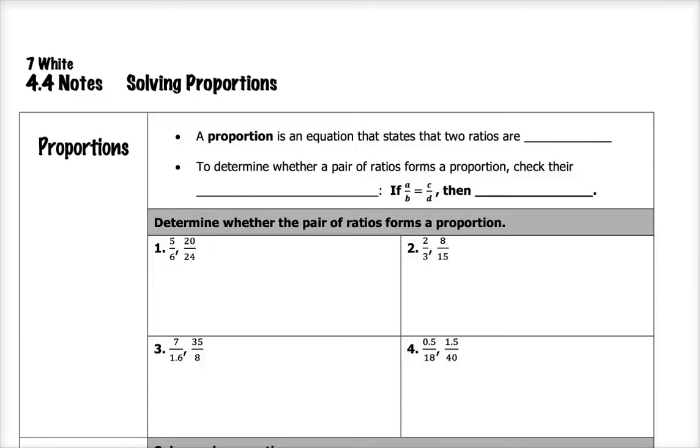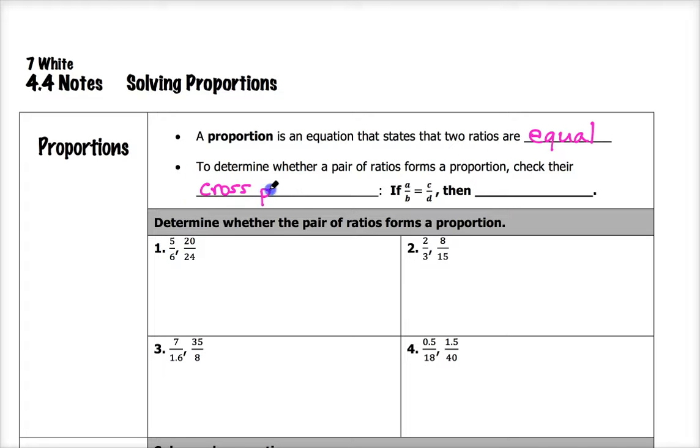Hey guys, in this video we're going to look at how to solve proportions. If you remember from last year, a proportion is an equation that states that two ratios are equal. So it's basically an equation where you have a fraction on one side and also a fraction on the other side. To determine whether a pair of ratios forms a proportion, we can check their cross products.